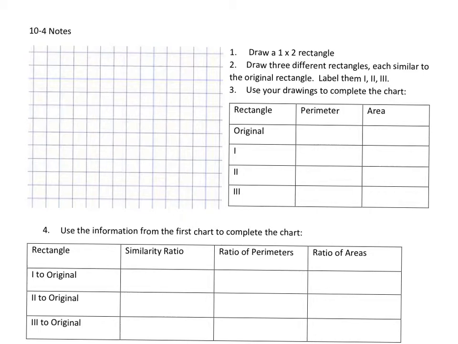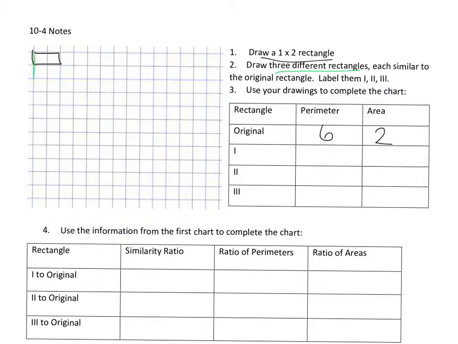Okay, draw a 1 by 2 rectangle. So I'm going to draw a 1 by 2 rectangle. And the original perimeter is 6 and the area is 2 units squared. Then I'm going to draw 3 different rectangles, each similar to the original one.